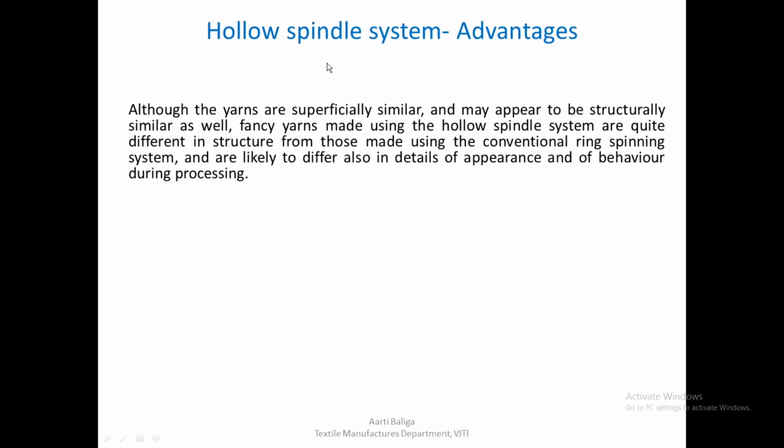So having seen this, having a fair idea of how this machine works, let us see what advantages there are in the hollow spindle system. Although the yarns are superficially similar, as we have already mentioned, both the ply technique as well as the hollow spindle system would give you similar looking yarns, and they may appear to be structurally similar. But fancy yarns made using the hollow spindle system are quite different in structure from those made by the normal conventional ring spinning system, and are likely to differ also in details of appearance and of behavior during processing.